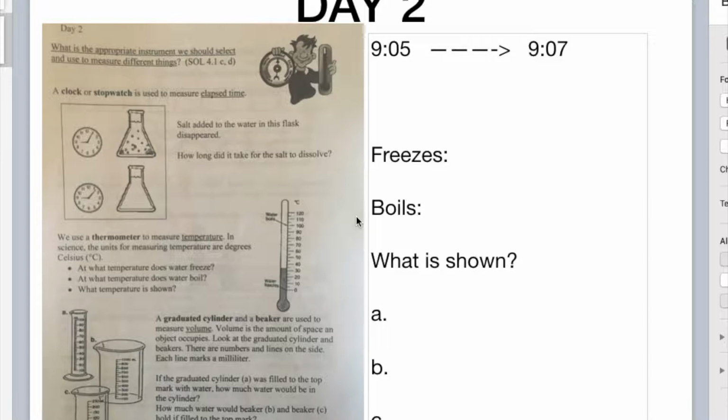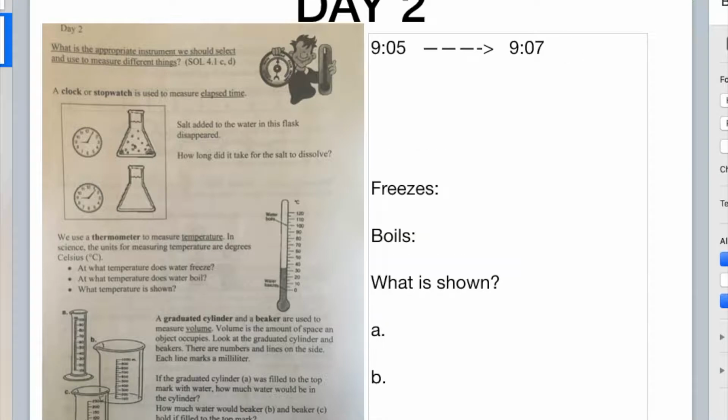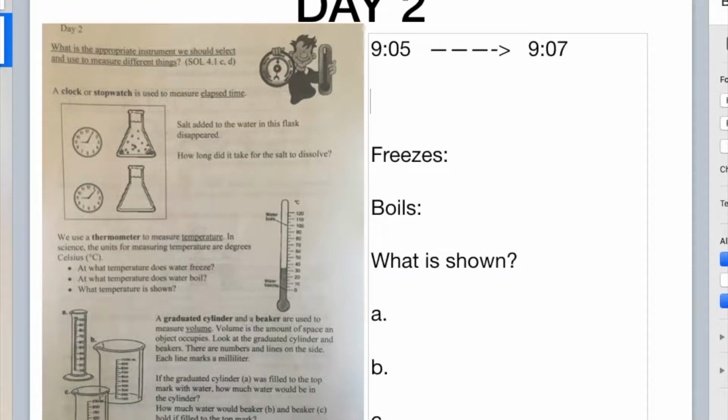The question says salt was added to the water in the flask and it disappeared. How long did it take for the salt to dissolve? So the salt was added at 9:05 and the salt disappeared at 9:07. This is pretty easy stuff. I know y'all can get how long did it take for the salt to disappear, and the answer should be 2 minutes.